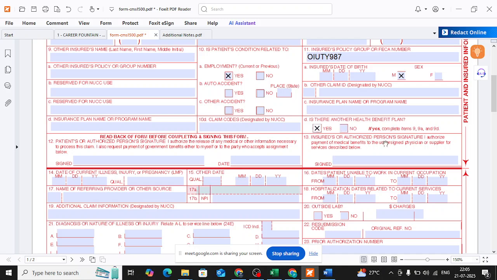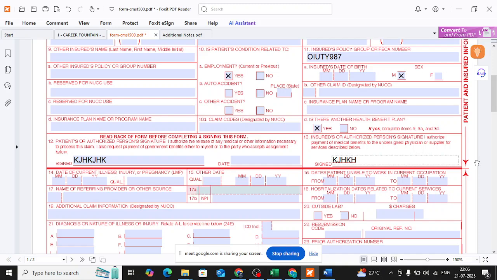Then the insured or authorized person signature. Actually, we cannot sign anything by pen on the paper. All these are digital signatures only. Even though we are sending a paper claim form, we should not use any pen to check anything or to sign anywhere, or else that claim will not be accepted by the insurance. So this is the digital signature only. This is for the patient and this is for the policy holder.